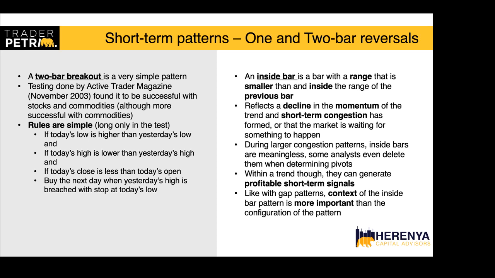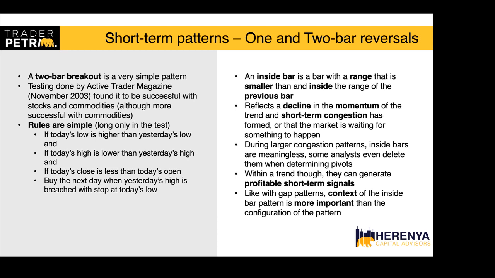They said that if today's low is higher than yesterday's low, and if today's high is lower than yesterday's high, and if today's close is less than today's open, then we want to buy the next day when yesterday's high is breached with a stop at today's low. So it sounds a bit confusing. Basically, they're using an inside bar strategy there, right?